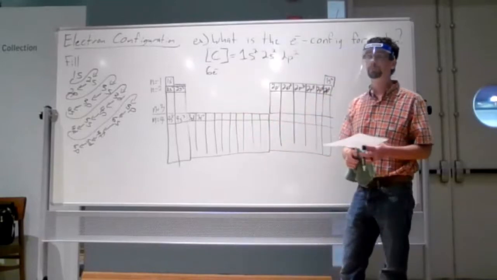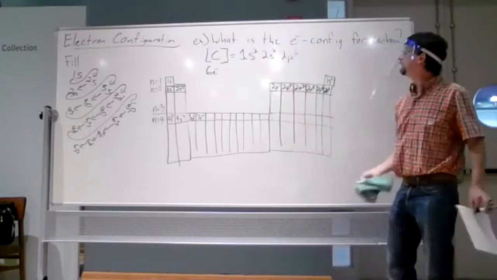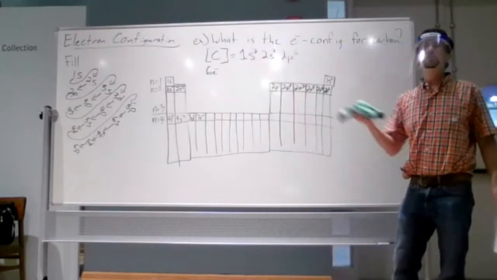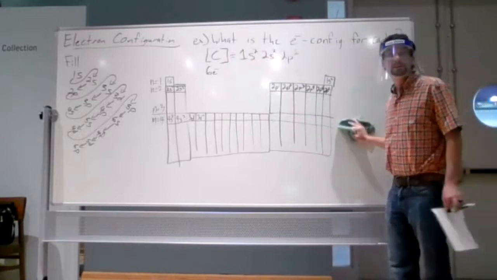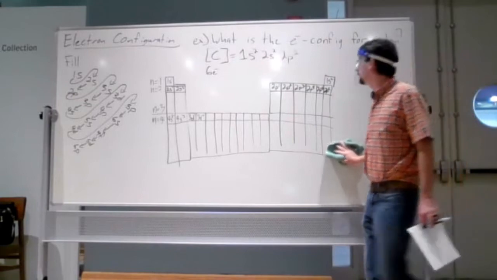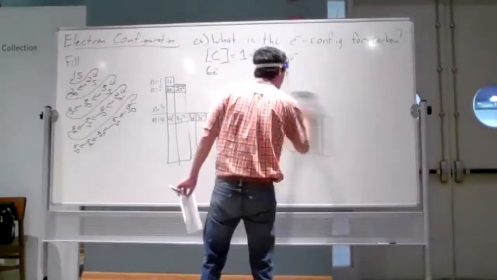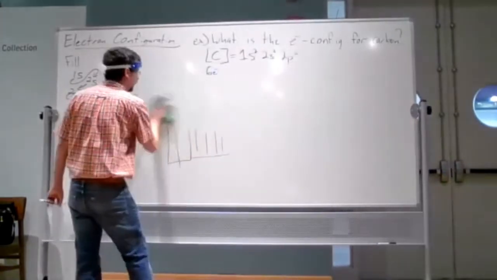Okay? So now we have a good idea of why the periodic table looks the way it does, but let's get back to our example. Let's draw out this electron configuration. Am I okay to erase this center part? Yeah? Okay. So let's draw the electron configuration diagram for carbon.